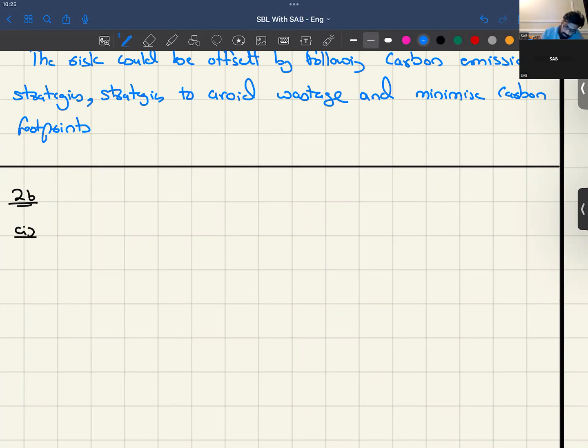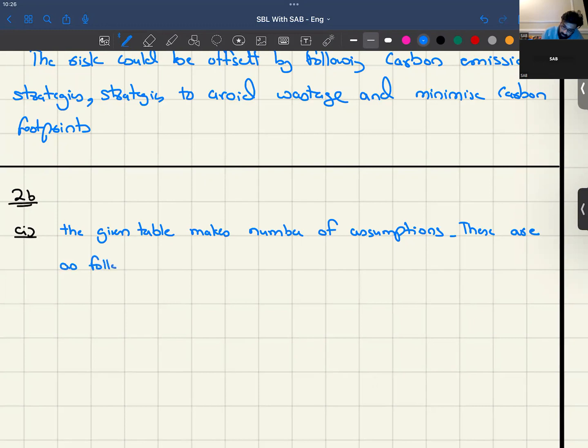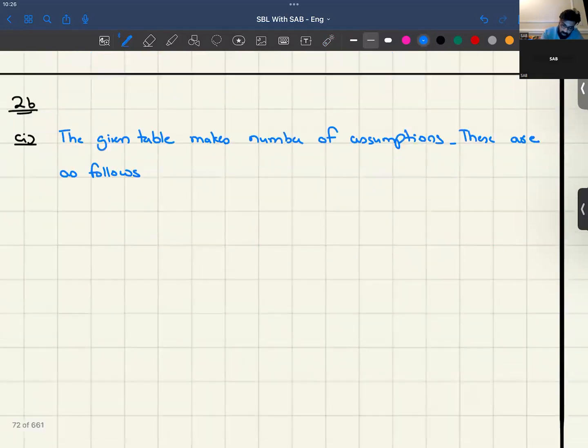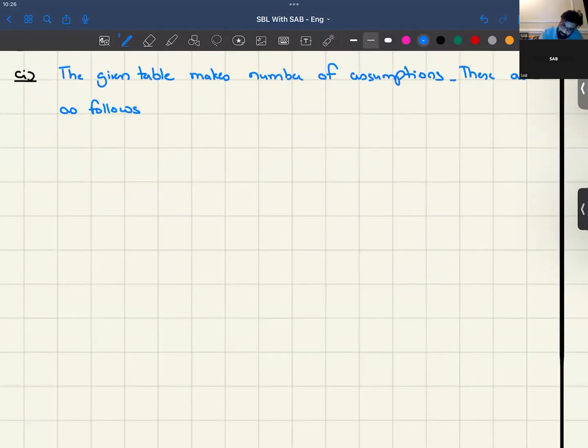So we would say the given table makes a number of assumptions, right? They have asked you to challenge their assumptions. If you read the question carefully, they have asked you to challenge the assumptions. The given table makes a number of assumptions, and these are as follows. Now, what are they? Just let them know, right?